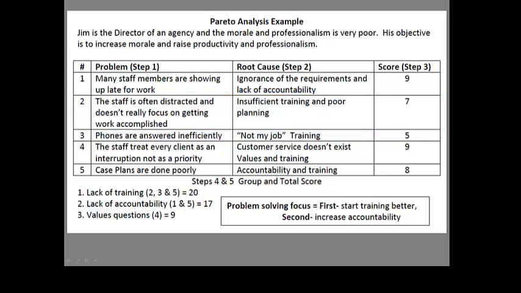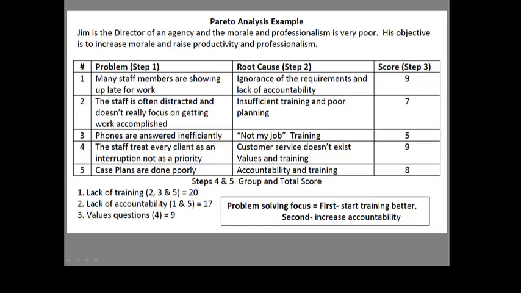Then in steps 4 and 5, I group them and total the score. And look how I group them. Number 1 was a lack of training. Problems 2, 3, and 5 were grouped together. Notice number 2, lack of accountability. Problems 1 and 5 were grouped together, and then value questions was the fourth problem.